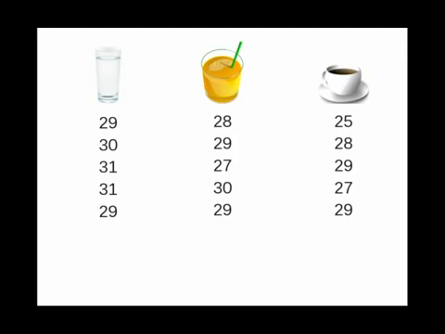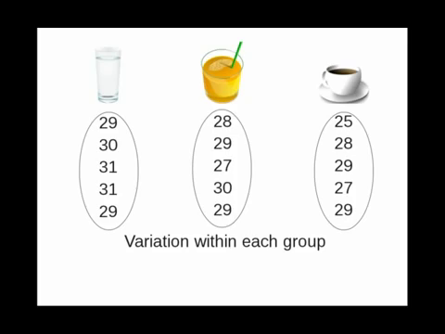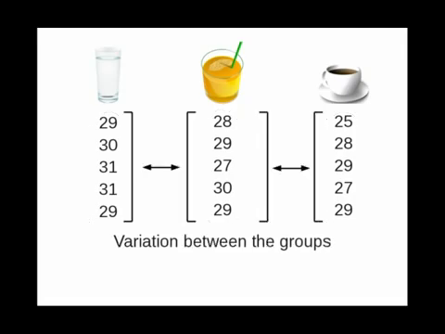When you do the experiment, the scores won't all be the same. The total variation of all the scores is made up of two parts. The variation within each group, because the people in each group have different reaction times, and the variation between the groups, because the drinks you gave each group are different.